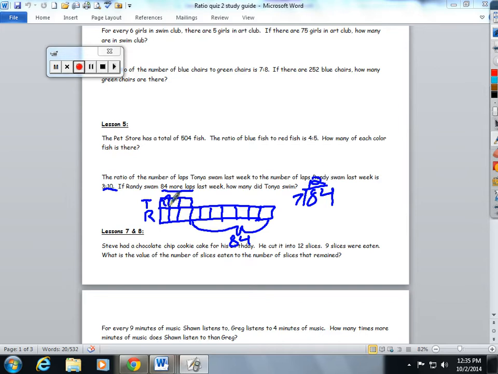So you want to put 12 in all the boxes. And then, 12 times 3 is 36, and 12 times 10 is 120. And the number of laps that Tanya swam is 36, and that's the answer.